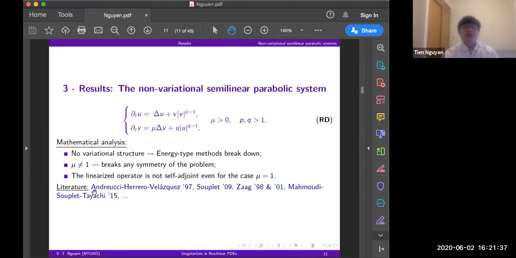There is some existing literature for this type of system, given by Fila, Herrero, and Velázquez, which describes the blow-up solution for the case mu equal to 1. Then there is the work by Souplet and co-authors to describe the asymptotic behavior of a solution near a single point blow-up. And also the work by my supervisor, Hatem Zaag, who established some Liouville theorem for this system, but mainly for the case of mu equal to 1.